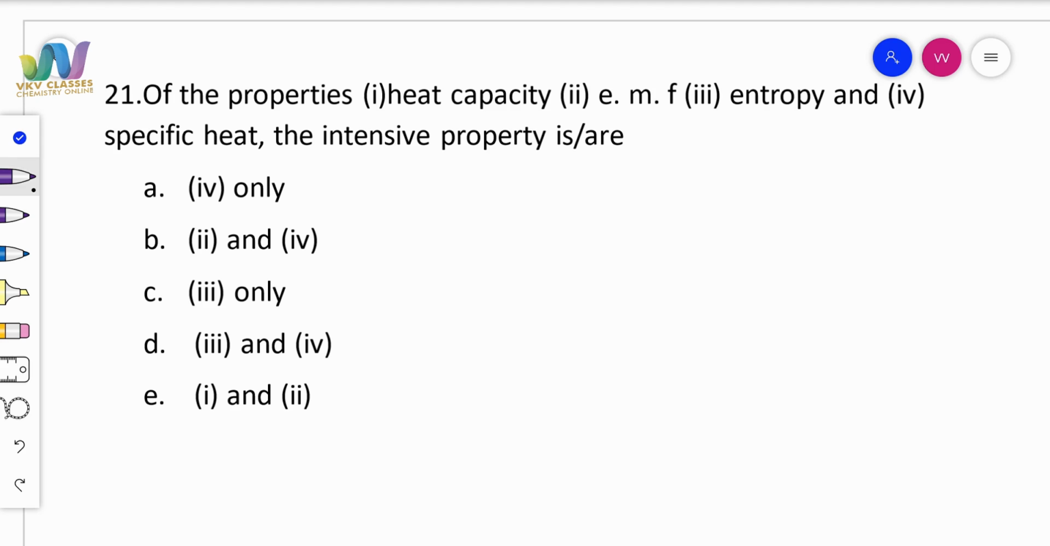Of the properties heat capacity, EMF, entropy and specific heat, the intensive properties are. An intensive property is a property which will not depend on the amount of the substance. Heat capacity depends on the amount. EMF will not depend on the amount. Entropy depends on the substance. Specific heat does not depend on the substance. So, the properties which are intensive will be EMF and specific heat. 2 and 4 are intensive properties, while the other two properties are extensive properties, which depend upon the amount of the substance that we are taking.